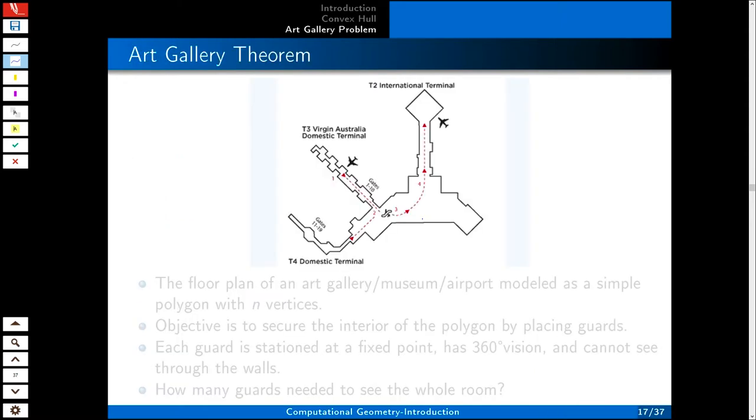What is the problem? Suppose you have a secured location. It can be an army base or an airport or some military installation, and your objective is to place cameras in different parts of this airport or army base or area, so that you can cover the whole area. I'll formally define everything. So this is the objective. Now this is too vague a problem to solve. Let's try to formalize it.